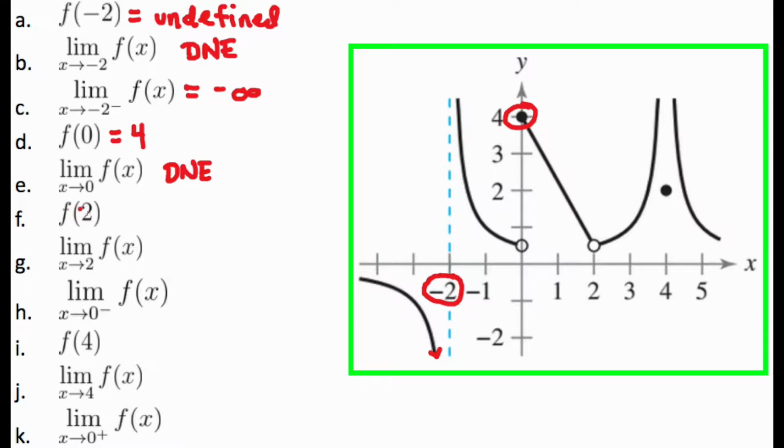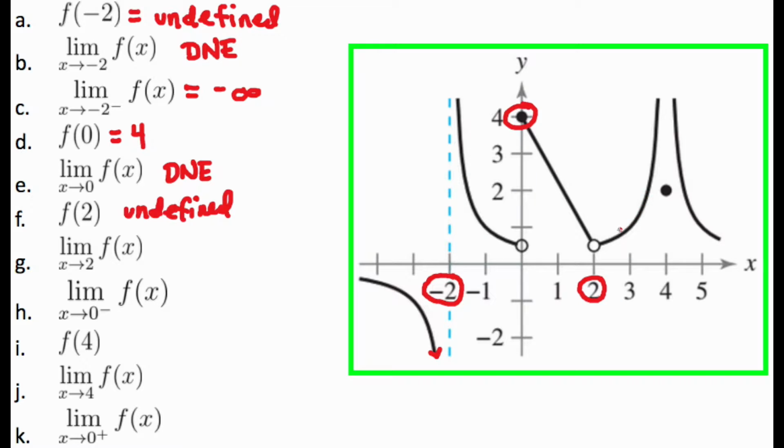Okay, it says f of 2, so we're going to go where x is 2. X is 2 right here. The f is actually not defined there, so we would just write undefined. Okay, now I put an equal sign up here. I probably shouldn't have done that, but some teachers want you to have it there, some teachers don't. I really don't care either way. Either way, it's undefined.